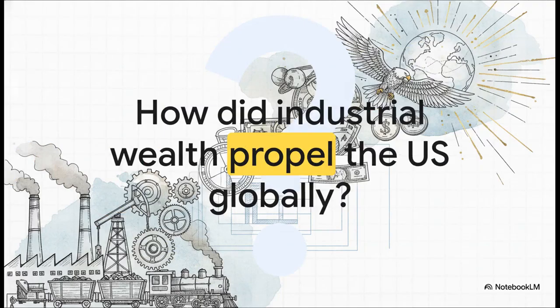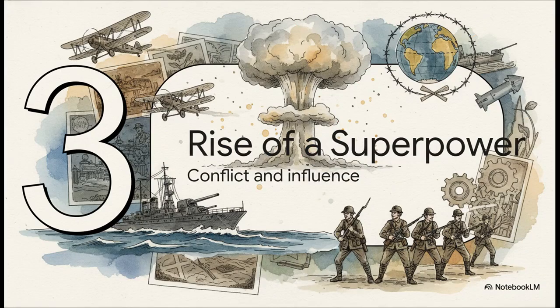And seeing that robust industrial foundation really begs the question, how exactly did all this unprecedented wealth, all this newfound technological might, turn the U.S. from just a rapidly growing country into a truly formidable global superpower? Well, let's look at Section 3, Rise of a Superpower, an era totally defined by global conflict and influence.